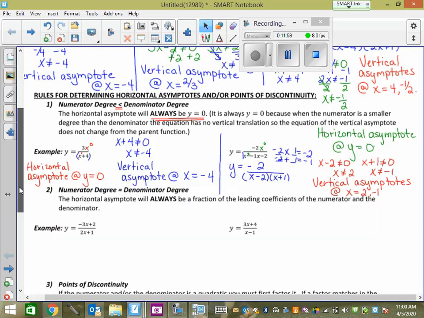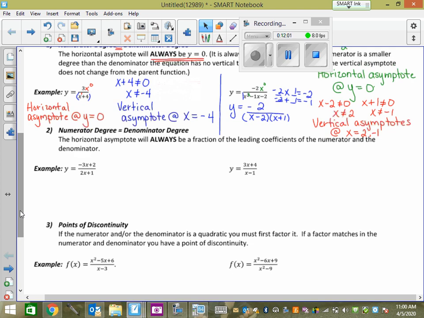All right. What happens if the numerator degree equals the denominator degree? Well, if that happens, the horizontal asymptote will always be a fraction of the leading coefficients of the numerator and the denominator. Okay? So this is degree 1, degree 1. So my horizontal asymptote is going to be those coefficients in front of those degrees. So it's going to be y equals negative 3 over 2.